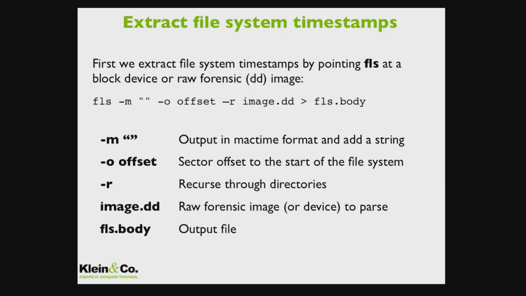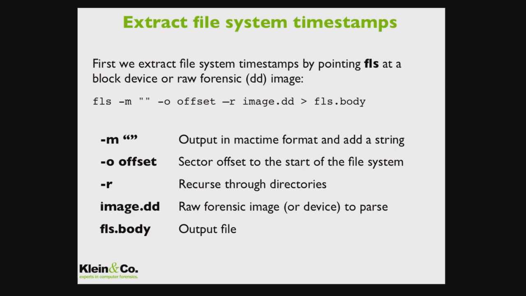But the options I would use: m will specify to produce your output in what's called a MacTime format. MacTime is a particular format that's used by timelining tools. It has the option to append a string to the start of every entry so that when you're analysing it, say, in Excel, you know where this timestamp came from. I leave that blank because when we import it into Splunk, one of the steps we're going to take is to give it a host name. So just leave it blank for now.